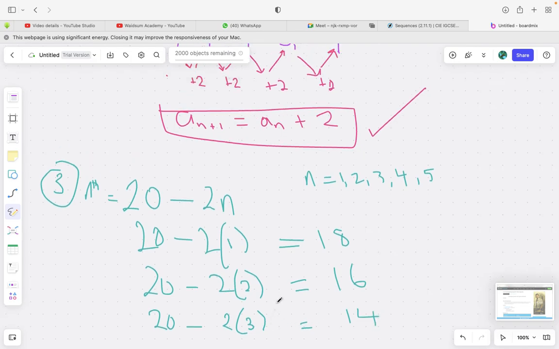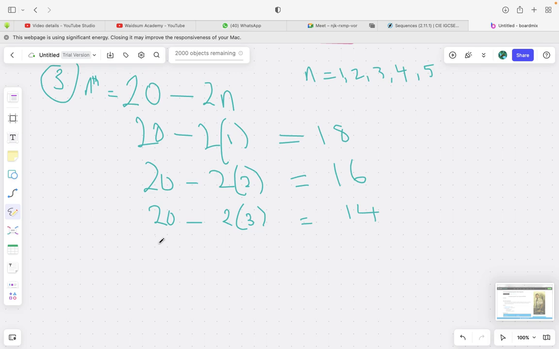For the fourth term, you say 20 minus 2 times 4. 2 times 4 is 8. 20 minus 8 is 12. So you get 12 here. For the fifth one, it's 20 minus 2 times 5, because n is 5. 2 times 5 is 10. 20 minus 10 is 10.